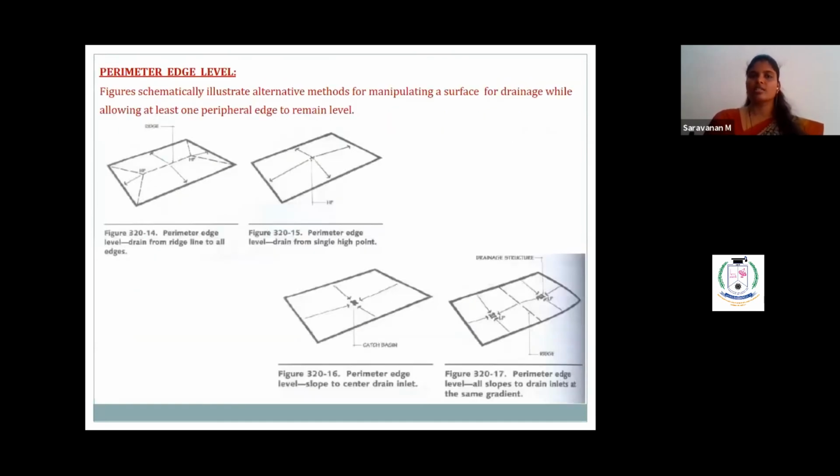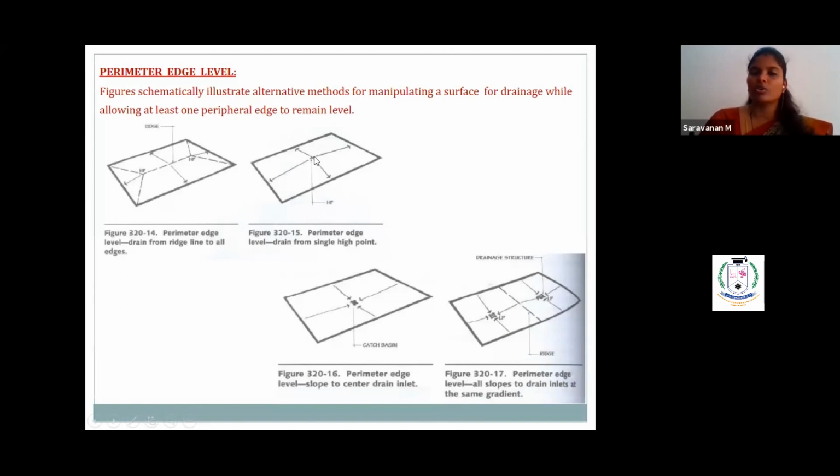So when you see this perimeter edge level, please check the figures. This perimeter edge level is drained from the ridge level to all the edges. So this is the ridge level. The center is the ridge level, which drains to all sides and all the surfaces. The second one is the perimeter edge level. The drain point is from the center.